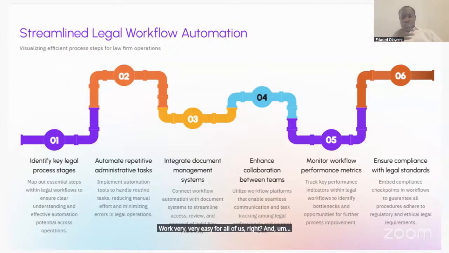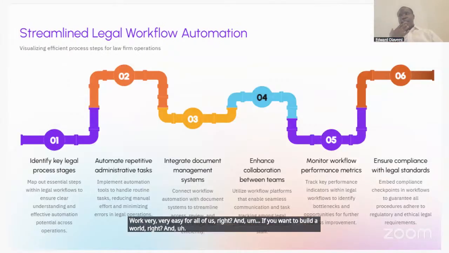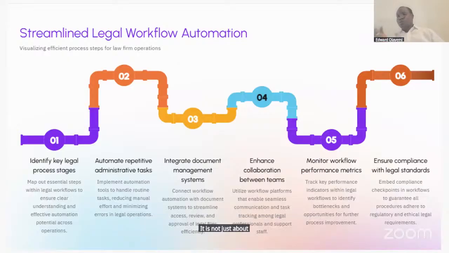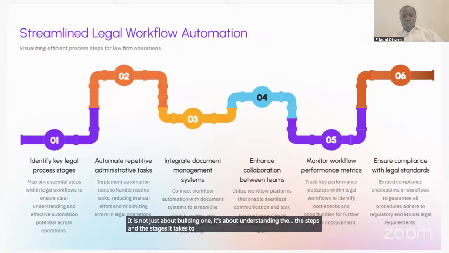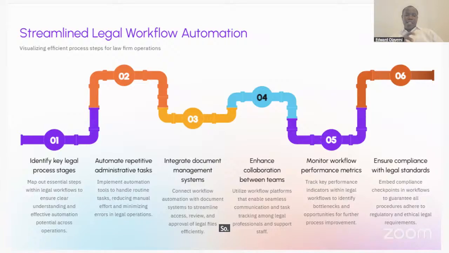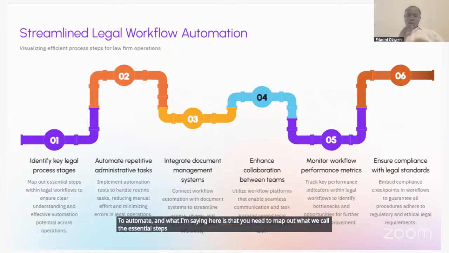And if you want to build one, it is not just about building one, it's about understanding the steps and stages it takes to build one. The first step is that you need to identify key legal processes or stages. What are the key processes that you would like to automate? What I'm saying is that you need to map out the essential steps. What are the major steps?